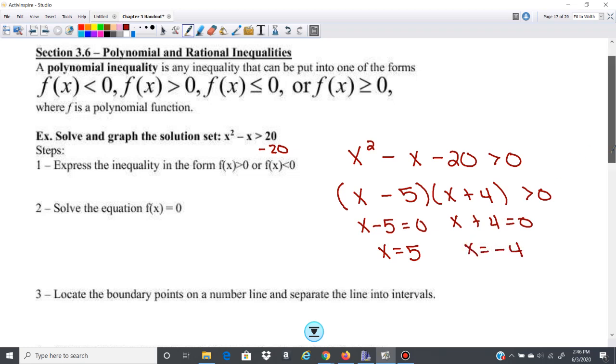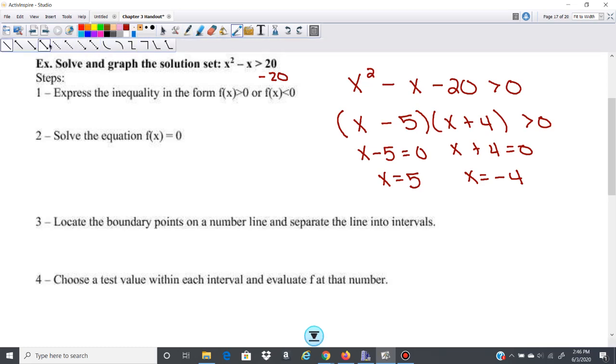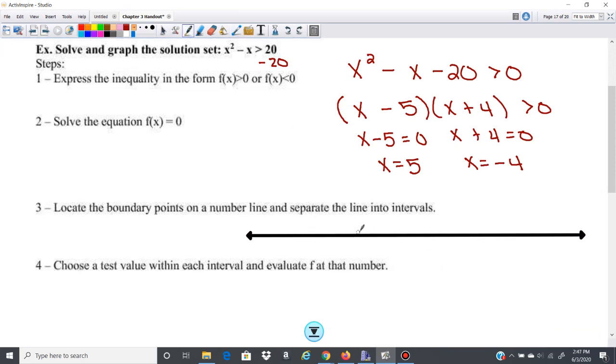Okay, here's the new part. We are going to plot these on a number line, and we're going to separate it into intervals. So let me get a line here for us. We're going to find -4, that's going to be over here, and we're going to find +5, that's going to be over here, and we're going to separate into intervals.